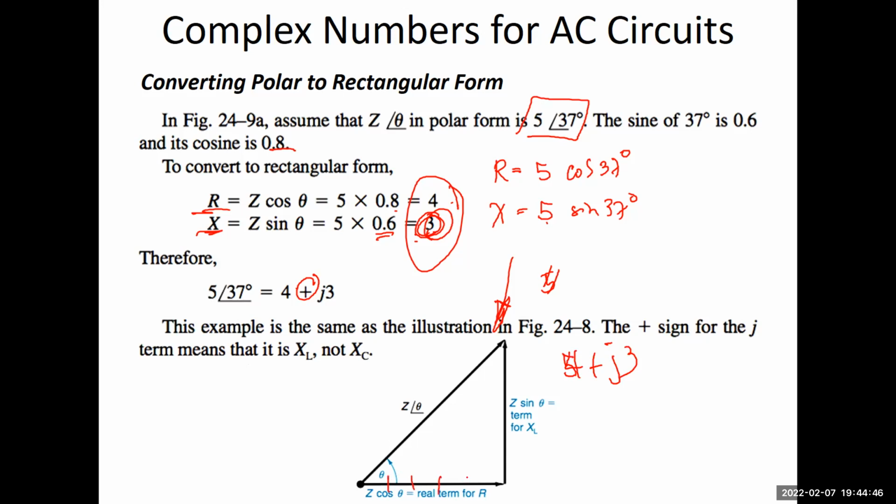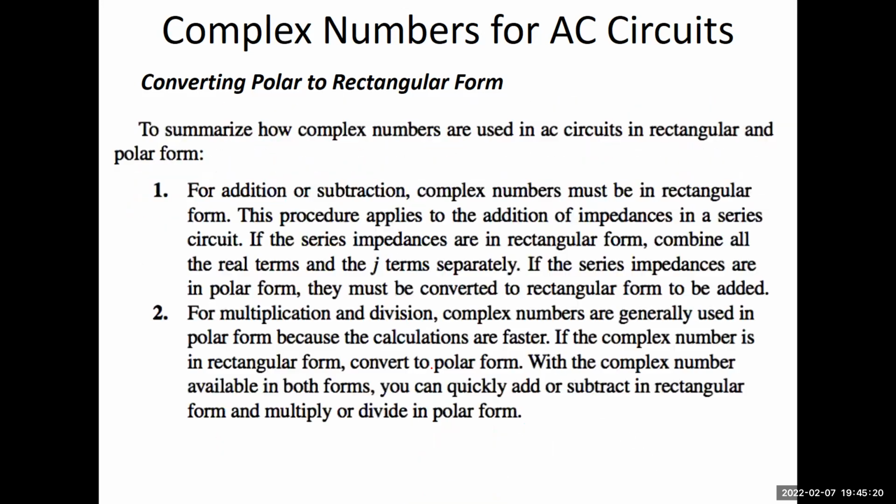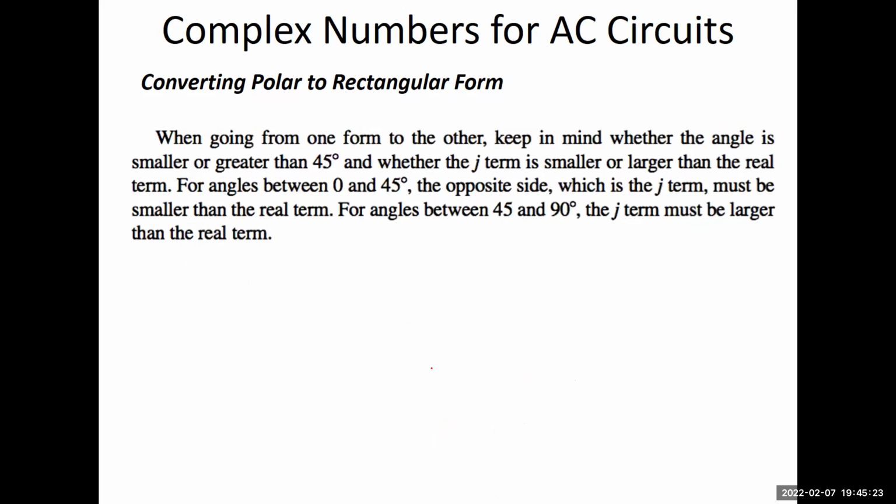So we have 4 units. Okay? 1, 2, 3. Sabihin natin 4. 4 units to the right and 3 units up, and then we connect the tail and head, okay, and that will now be your Z, okay, for your total impedance. Okay, is it clear? Okay, so you practice those yung converting polar to rectangular and rectangular to polar.